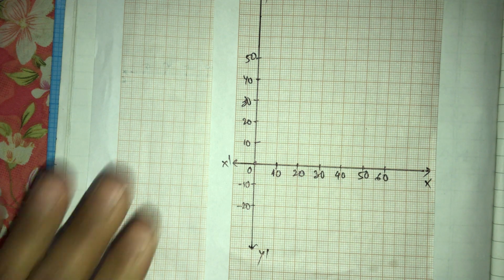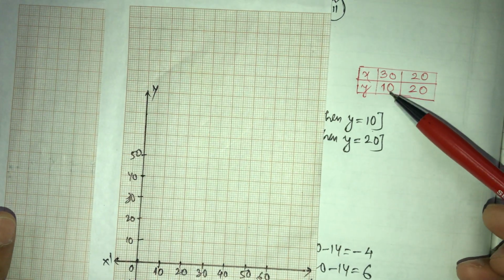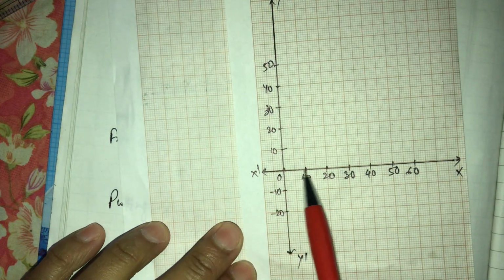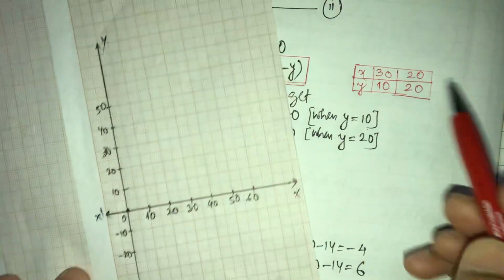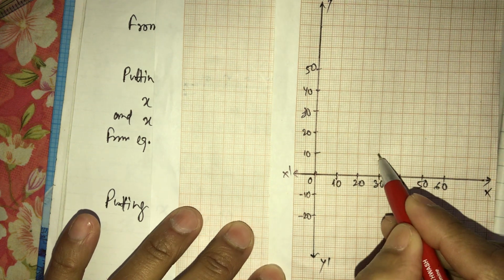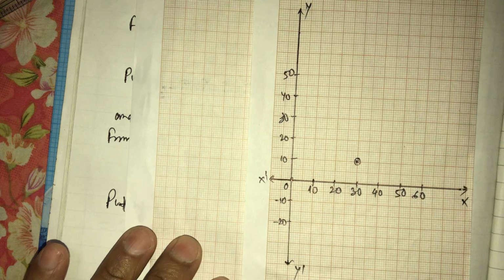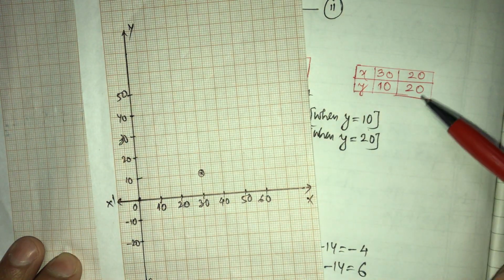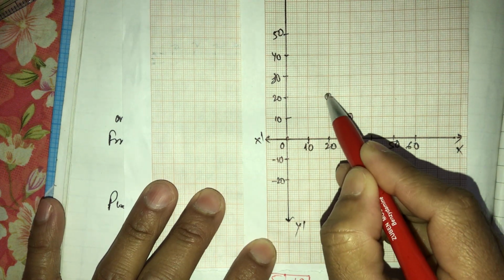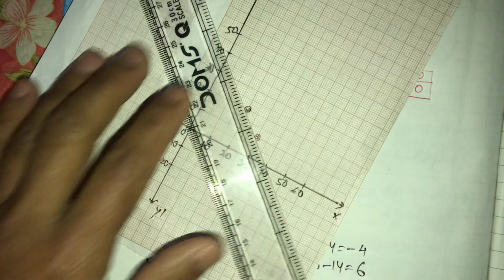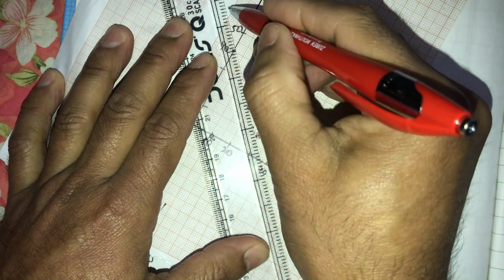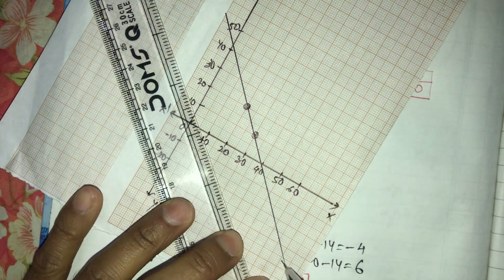In the first table, the values were 30, 10, 20, 20. So x is 30, y is 10. Where is x 30? It is here. And y was 10, so y 10 plus 10 here. So 30 and 10 will give you the first point, the first coordinate. The second point was x 20, y 20. So x 20 is here, y 20 upward. This is the point. Now we'll join these two. Okay, so you'll get the first straight line.